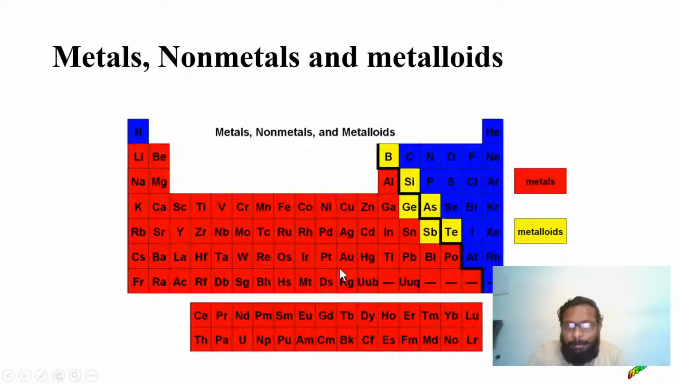So this is the periodic table. The left part, most of the elements, are called metals. The red color elements are called metals, and the blue color ones are the non-metals. Mostly the non-metals are in gas or liquid form. The metals at room temperature are solid in nature. The in-between structures, the metalloids, are yellow in color. Say for example arsenic, germanium, silicon, these are all the metalloids.